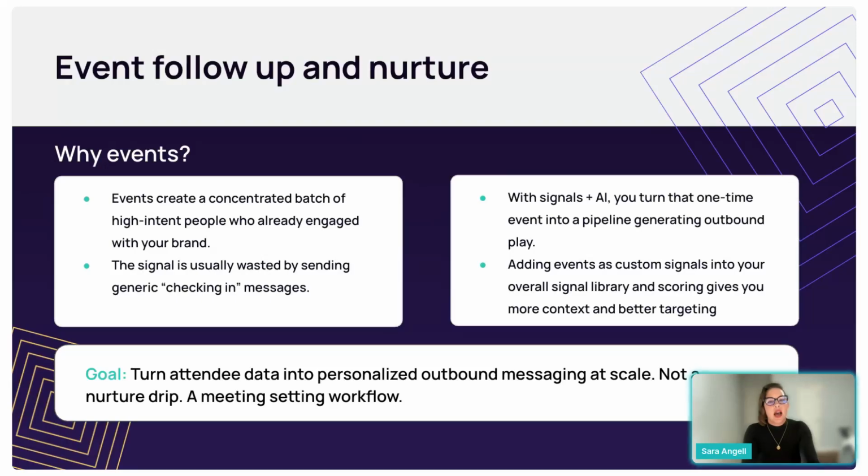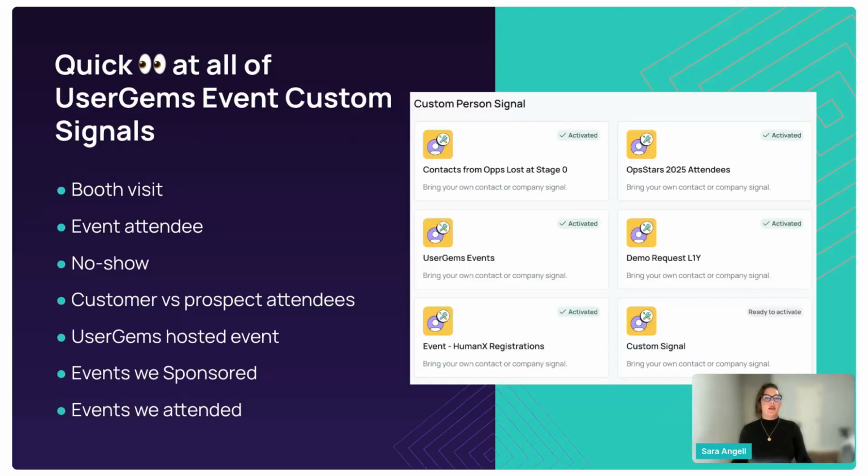And then when you add events into your broader signal library, it's also going to really help your targeting and account scoring get sharper too. So the goal here, personalized outbound that's scalable based on the event that they actually attended. So not a nurture drip, but a signal-based outbound playbook is what we're going for here.